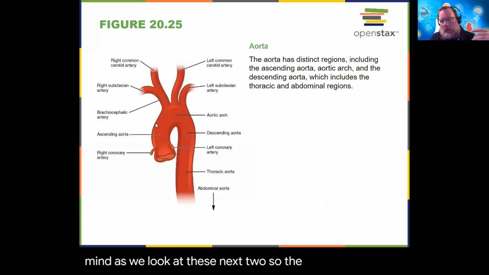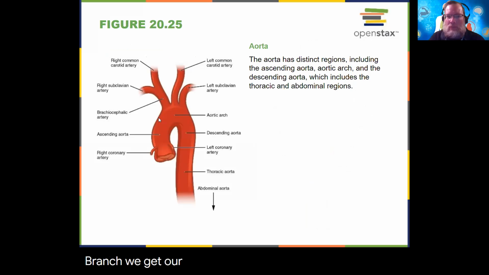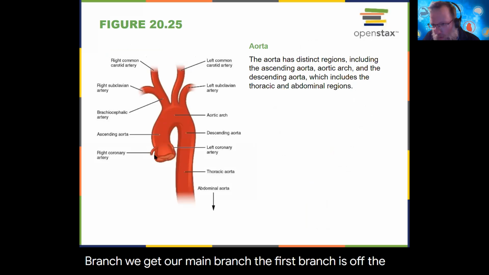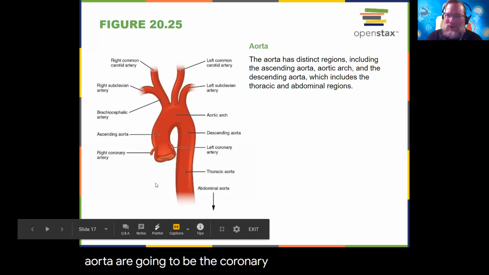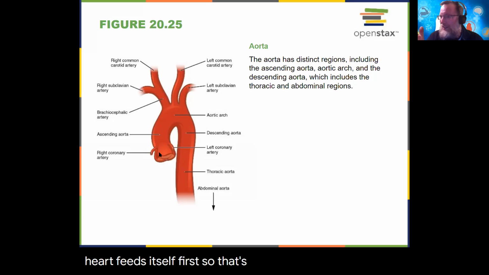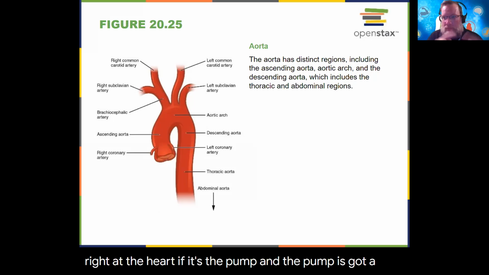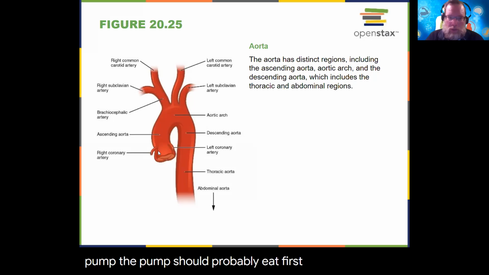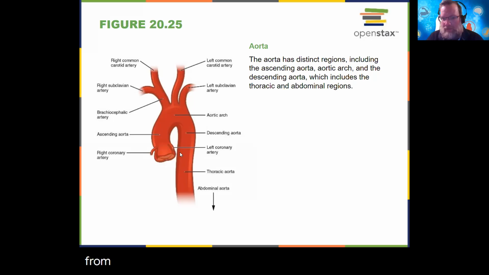The first branches off the aorta are going to be the coronary arteries. So actually the heart feeds itself first. So that's kind of nice. That's smart, right? If it's the pump and the pump's got a pump, the pump should probably eat first. So we do see coronary arteries right as we eject from the left ventricle.